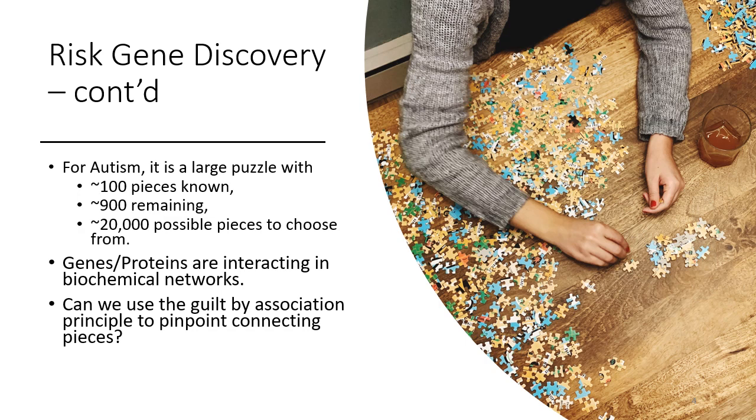For autism, the genetic circuitry is like a large puzzle. Currently, we know approximately 100 genes, which refers to 10% of all pieces. It is costly to experimentally pinpoint all genes. However, we also know that these pieces are interacting with each other in biochemical networks, and we would like to use these interactions for our sake. So we try to answer, can we use the guilt-by-association principle to pinpoint connecting pieces?